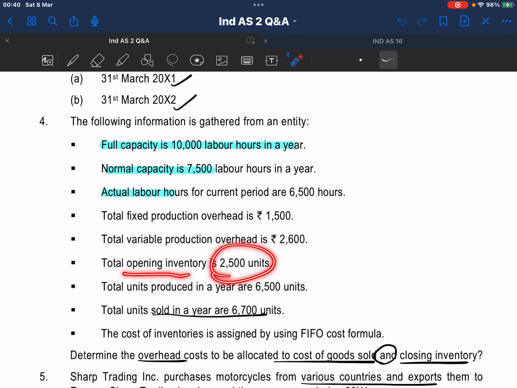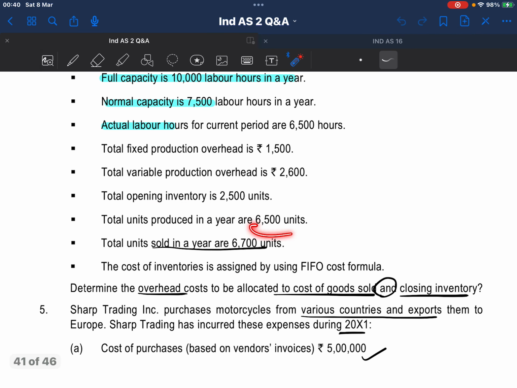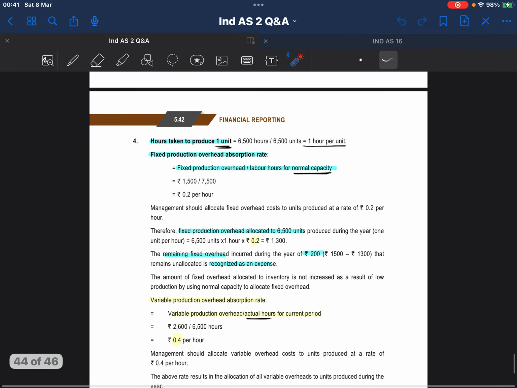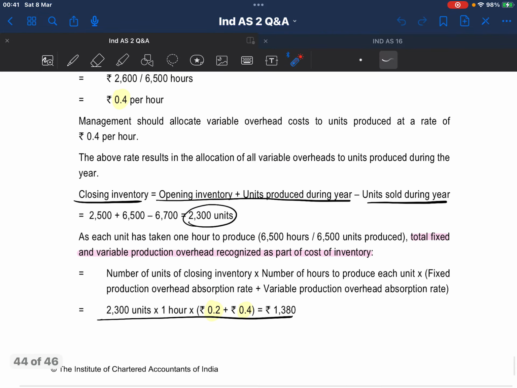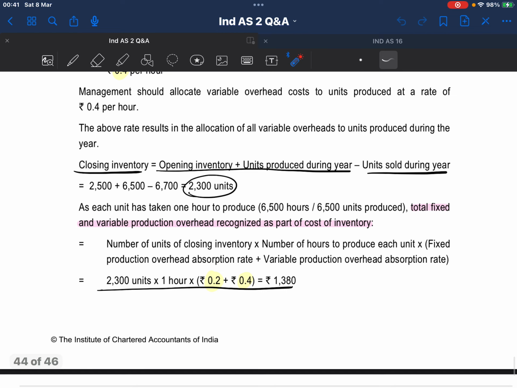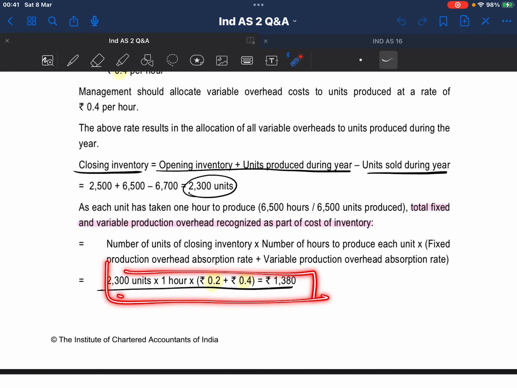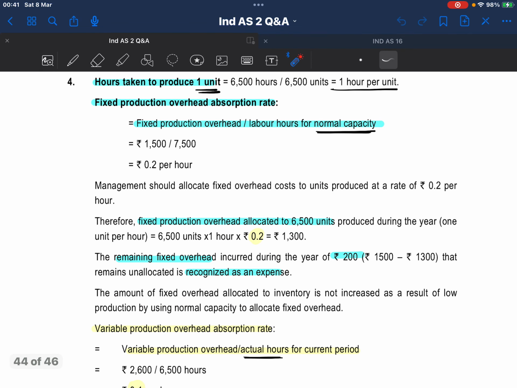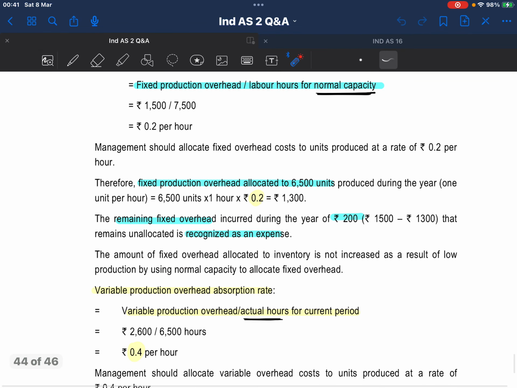Opening inventory is 2,500 units. Total units produced in a year are 6,500 units. Total units sold in a year are 6,700 units. The cost of inventory is assigned by the FIFO cost formula. Determine the overhead cost to be allocated to cost of goods sold and closing inventory. The main part of the question is this: we calculate the absorbed fixed overheads and the absorbed variable overheads, which shall be deducted from the total fixed and variable overheads.